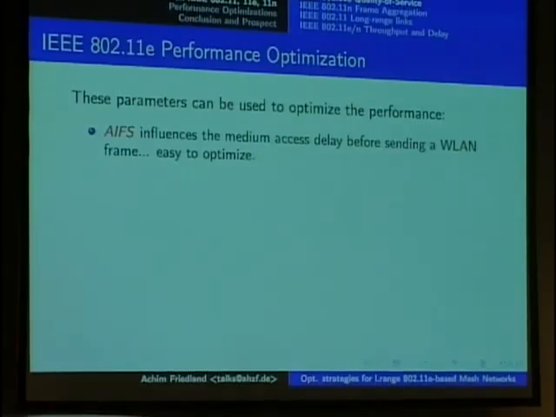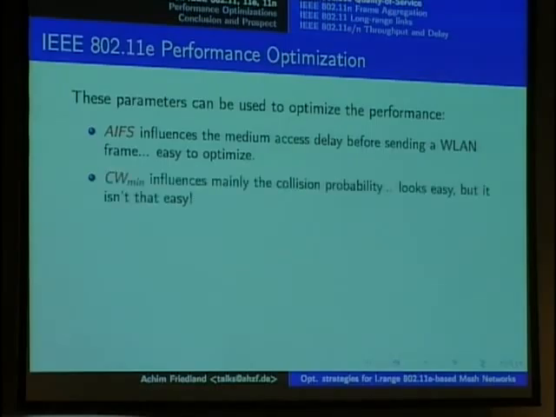So, as I told you, the interframe space influences mainly the access delay before sending a WLAN frame. It should be clear, this is very easy to optimize, just make it smaller. The CWmin influences the collision probability. When the number is very small, there's a high probability that different stations will choose the same random number, and if it's very high, it's not so probable that there will be a collision. But when the number is very high, the delay to access the channel will increase. This is somewhat of an optimization problem. What is the best range for your random number?